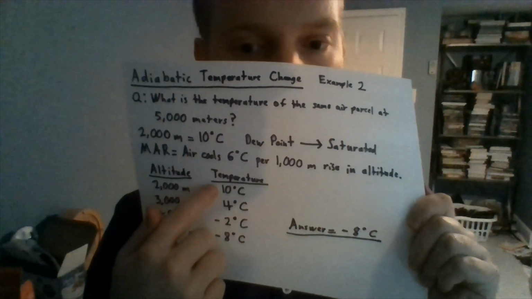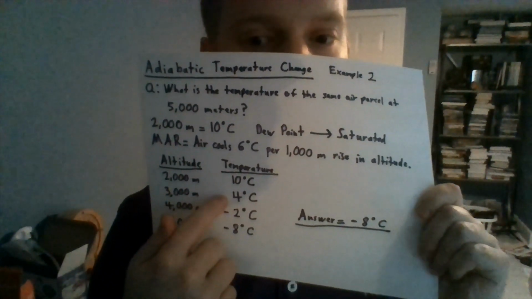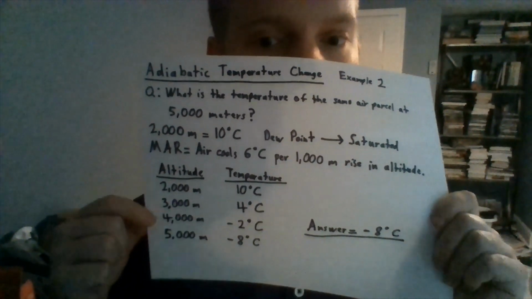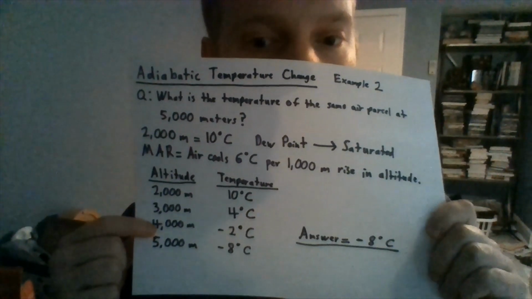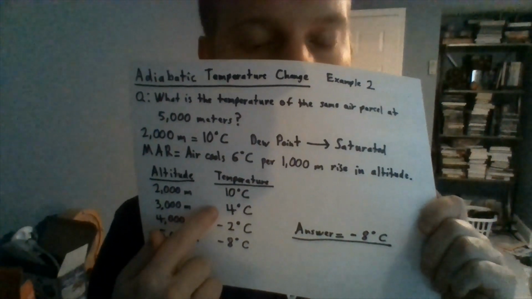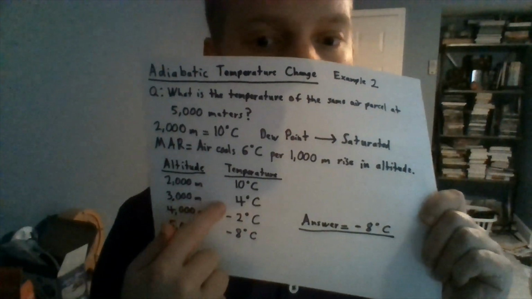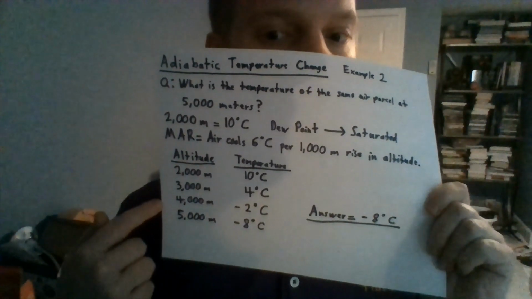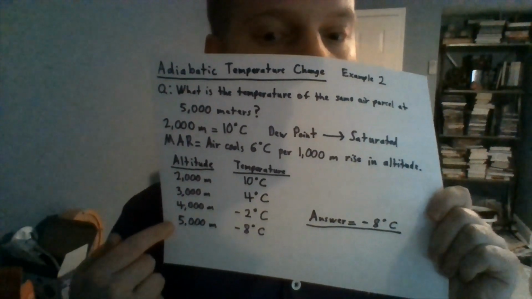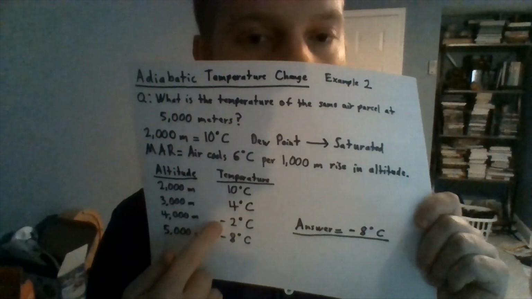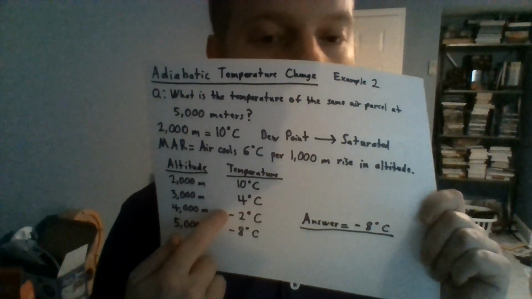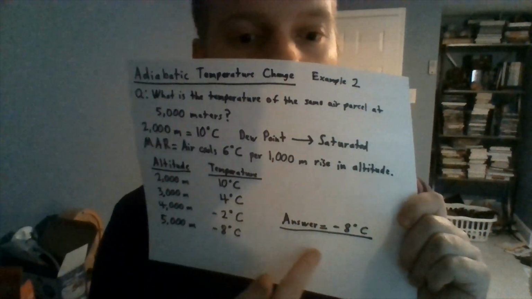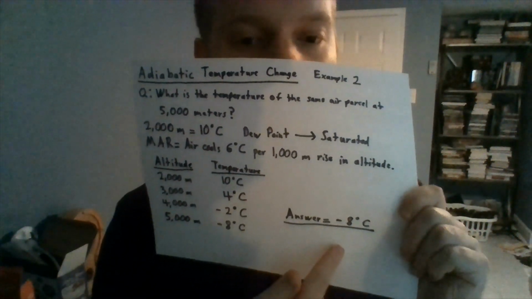And we repeat that process 2 more times. So to go from 3,000 meters to 4,000 meters, we have to subtract 6 degrees again. So it goes from 4 degrees Celsius here to negative 2 degrees Celsius here. Then the final step is to go from 4,000 meters up to 5,000 meters. And again, we subtract 6 degrees more. So it goes from negative 2 degrees Celsius to our final answer of negative 8 degrees Celsius. At 5,000 meters high, the temperature of that air parcel is negative 8 degrees Celsius.